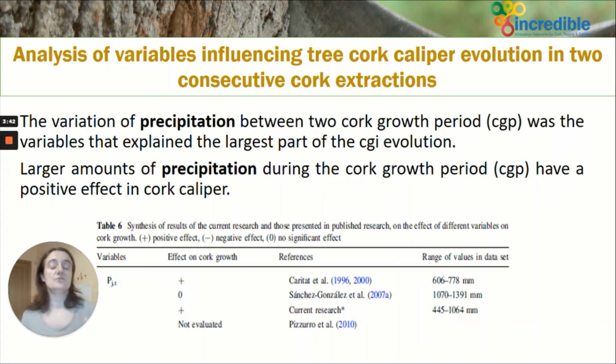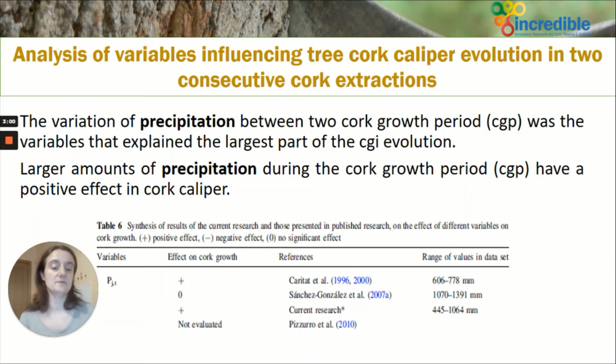On the contrary, for the stands where the precipitation of the cork debarking period was decreasing from the first to the second cork sample, the tendency was of a reduction for the cork growth index. We compared our results with the ones from other authors, and they were in fact in agreement with Carita from Spain, but they were not in agreement, for example, with Sanchez and Gonzalez. But when we looked at the range of values from this author, we see that the range of values that characterize their data set are very, very higher.